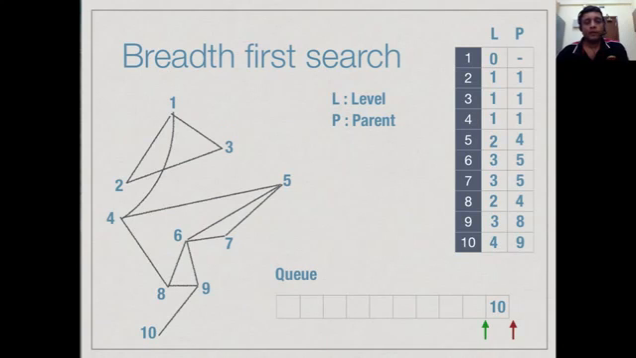So now we can trace back. I got to 10 from 9. 9 came from 8. 8 came from 4. 4 came from 1. So the path is actually 10 to 9 to 8 to 4 to 1. And you can see indeed we have a path from 10 to 9 to 8 to 4 to 1. This is how you can reconstruct the path information and also the distance information at the same time when you are computing breadth first search.